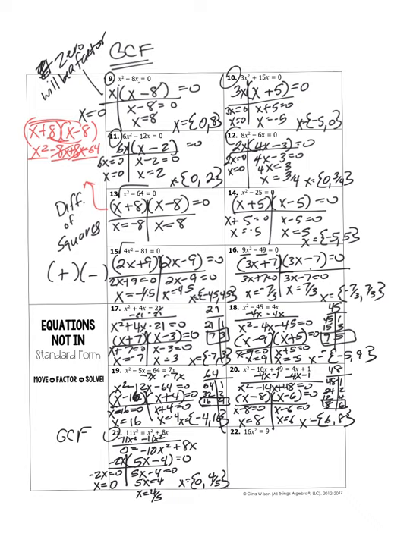Number 22, subtract 9 from both sides. And you get 16x squared minus 9 equals 0. This is a difference of squares, similar to numbers 13 through 16. So everything in this quadratic, you can take the square root. Square root of 16x squared is 4x. The square root of 9 is 3. So 4x plus 3, 4x minus 3 equals 0. Set each one equal to 0 and solve. Subtract 3 and divide by 4, x equals negative 3/4. Add 3 and divide by 4, x equals positive 3/4.